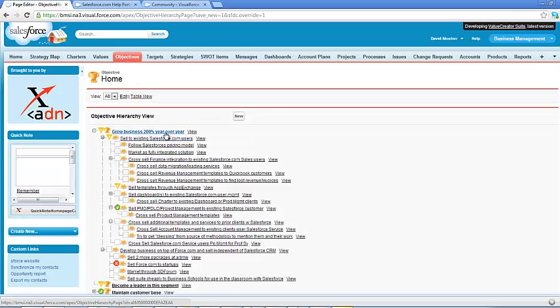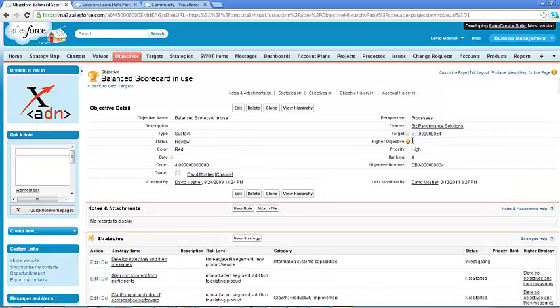So if we go into objectives here and drill down into an objective, we will see that it has this concept again of a higher level objective. Again, it has this concept of ranking and order. So order again is how you want it to appear line by line, the ordering that it is, and the ranking has to do with how important this is going to be to the company.